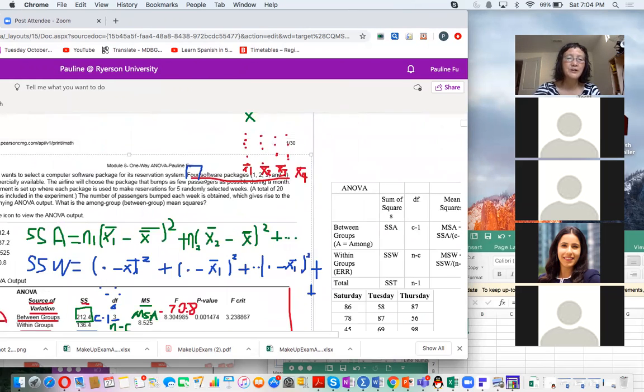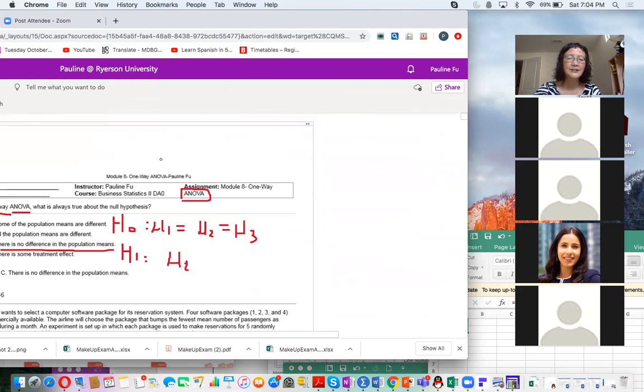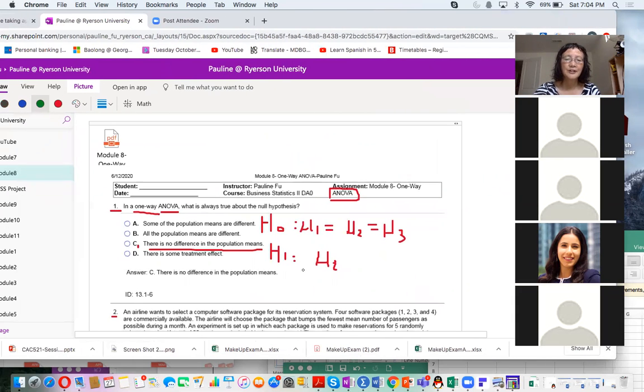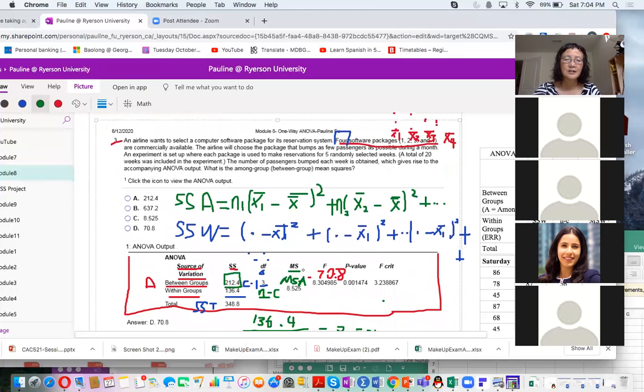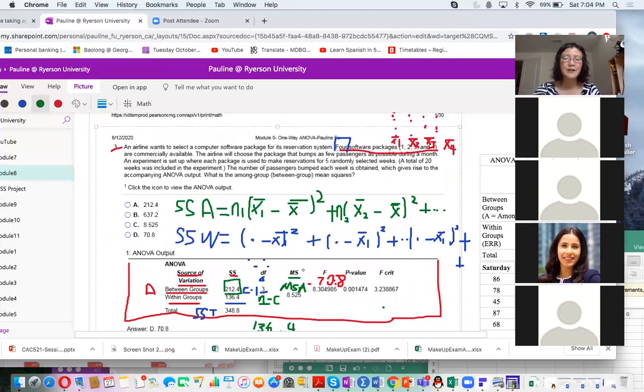Remember what is H0? In this question you have 4 populations. You reject this, which means your conclusion is based on H1: at least one population mean is different from others. So that is this question again, very important.